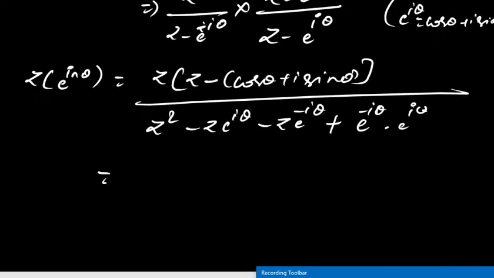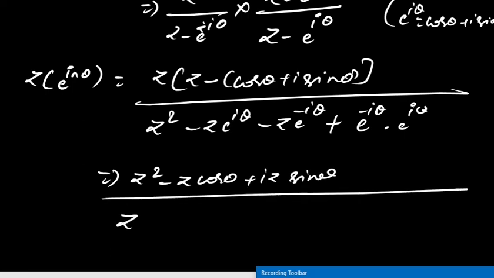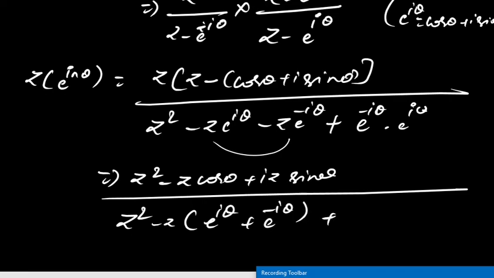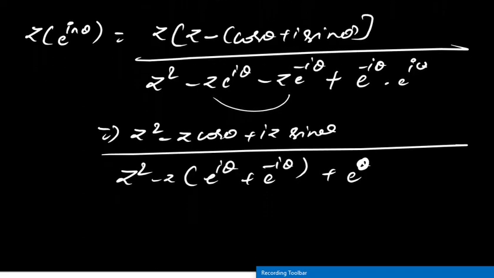We can multiply the z inside, so it is z square minus z cos theta plus i z sin theta in the numerator. So denominator is z square. You can see here there is a common minus z. When I take it out, it is e power i theta plus e power minus i theta. And this power bases are same. When I add the power, I get e power 0. So as we know, e power 0 is 1. And e power i theta plus e power minus i theta is nothing but 2 cos theta.